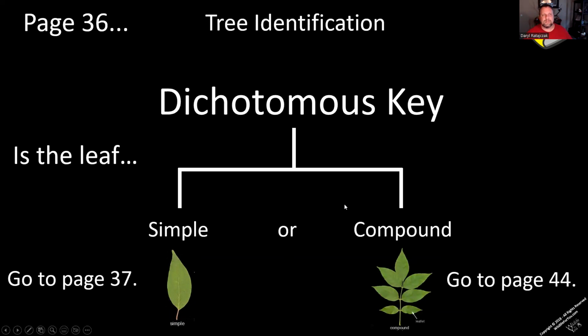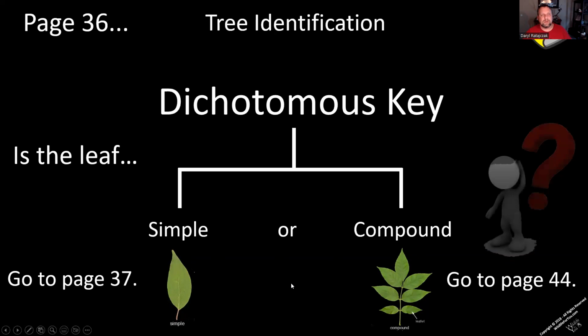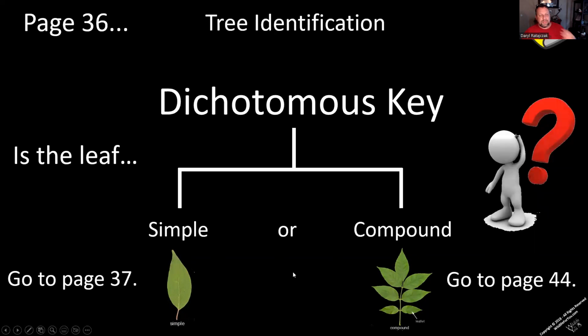Now, you have to understand that there are going to be some terms that are used that you will have to learn what they mean. So in this particular instance, a simple leaf is just one solid shape, where a compound leaf usually has multiple little leaflets coming off of it. And so looking at the leaf in your hand, you then go to either page 37 or page 44. Again, this is just the basics, but you're going to have to learn some of those terms that the tree guide will be asking you to identify.